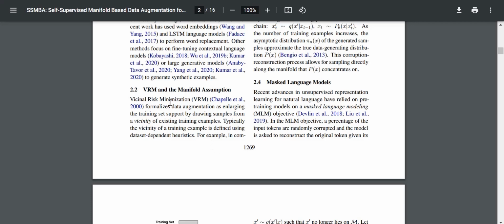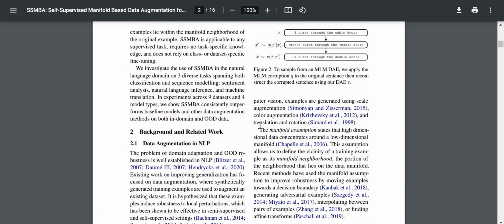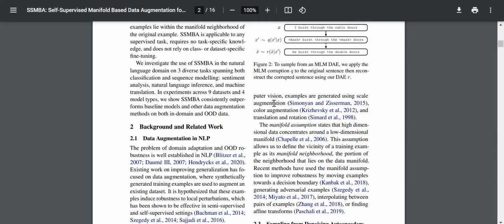Alright, so VRM and manifold assumption. Vicinal risk minimization (VRM) formalizes data augmentation as enlarging the training set support by drawing samples from the vicinity of existing training samples. Typically, the vicinity of a training sample is defined using dataset dependent heuristics. For example, in computer vision, examples are generated using scale augmentation, color augmentation, and translation and rotation. The manifold assumption states that high-dimensional data concentrates around a low-dimensional manifold. This assumption allows us to define the vicinity of a training example as its manifold neighborhood, the portion of the neighborhood that lies on the data manifold.